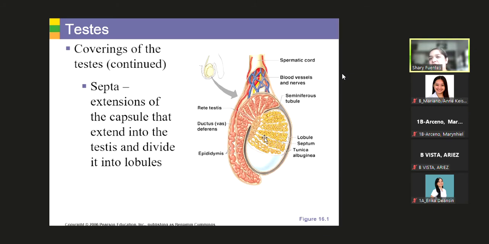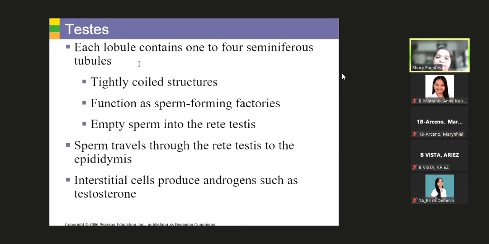Looking at each testis, there are about 250 lobules. And these lobules are wedge-shaped, parang triangular siya. Makita mo, malapad siya sa may lateral aspect, okay, sa outer aspect niya. Pero sa inner aspect, mas pointed siya. Parang, so, para din siyang pyramid. So, wedge shape siya. Okay? So, each lobule, yung bawat wedge shape na yon, contains seminiferous tubules. Okay, these seminiferous tubules are tightly coiled structures.